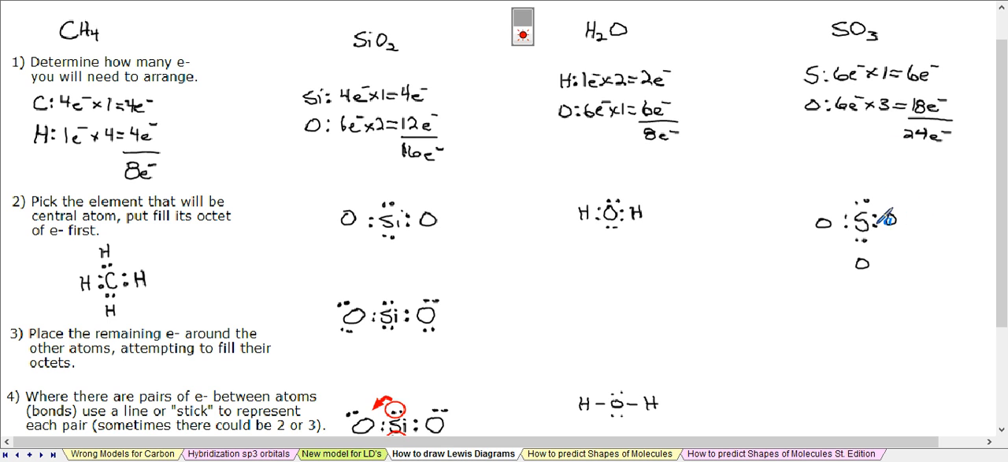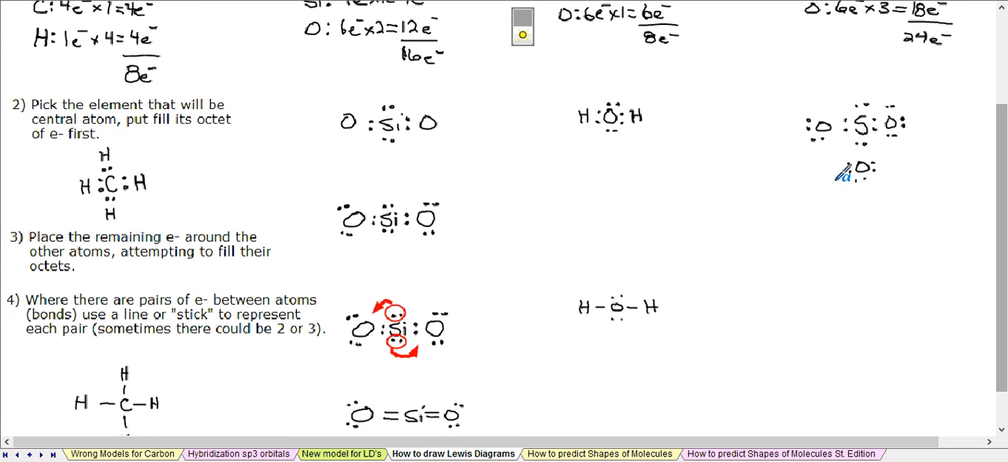So we added 8. There's 24. So we've got 16 more electrons. So 8, 10, 12, 14, 16, 18, 20, 22, 24. So we've got 24 electrons here, but this oxygen does not have enough. So what I'm going to do is just copy this and paste it right there. And we'll try and determine what's going to happen next.